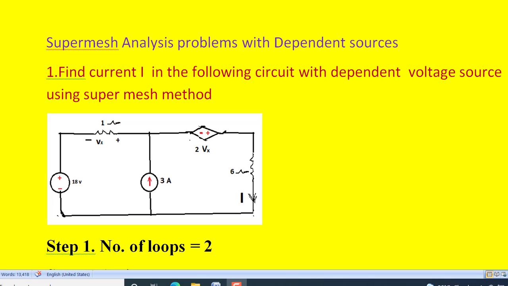Hello friends, today I will discuss the super mesh analysis problems with dependent sources. The first problem is: find the current I in the following circuit with a dependent voltage source using the super mesh analysis.